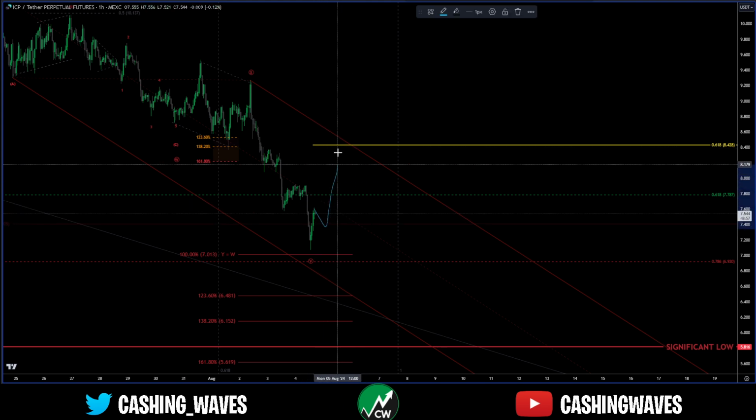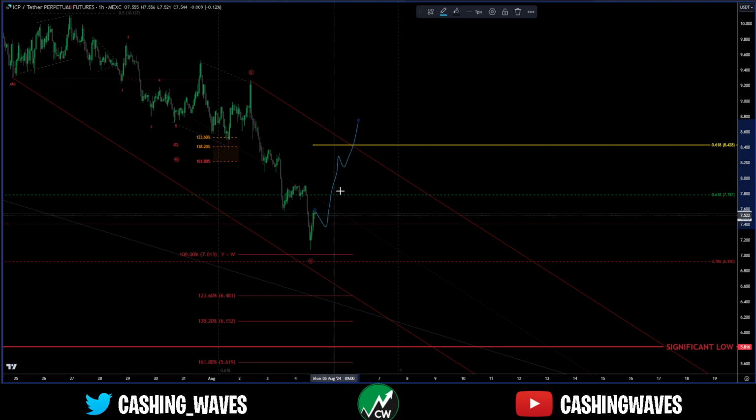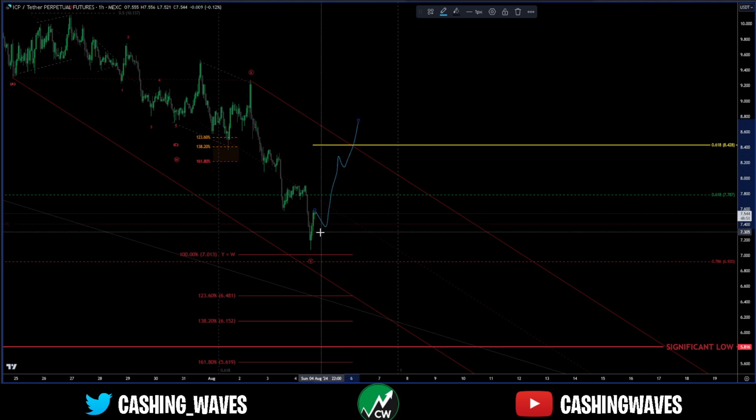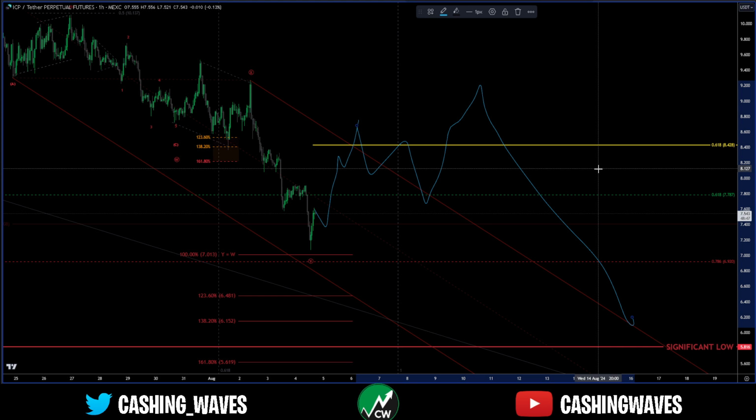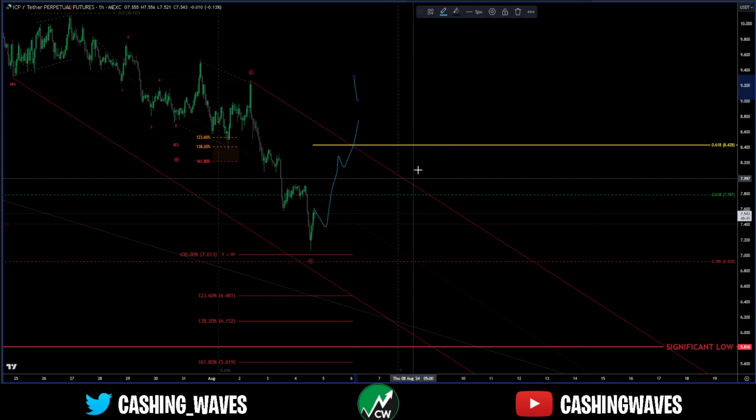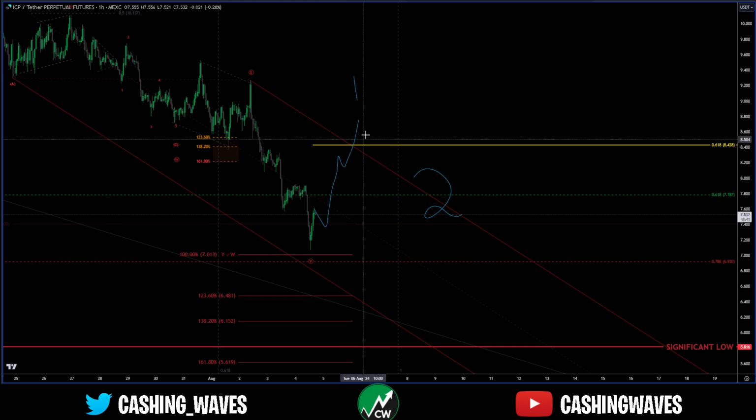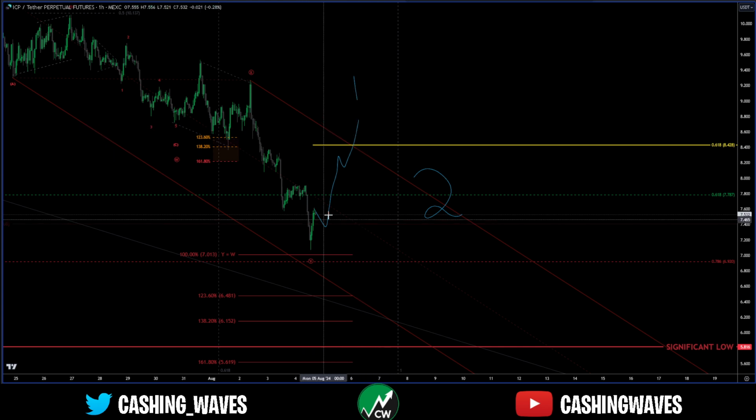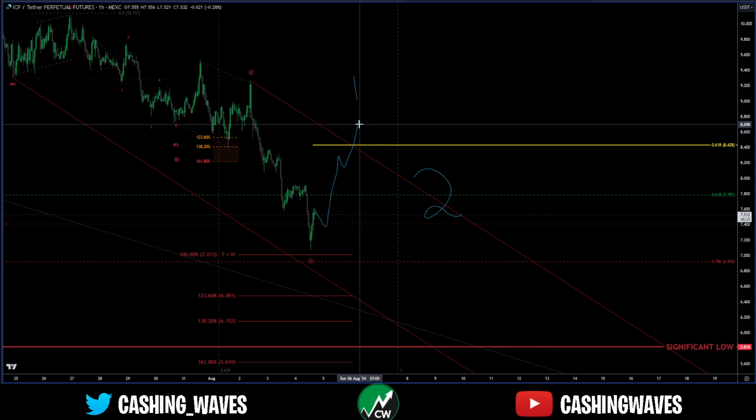I want to see if it's a 5-wave move, because if it's a 5-wave move, a correction cannot be 5 waves. So it's either an A wave within a larger correction and we come back, or it's a wave 1, right? Wave 1 and 2, and our bottom's in. So important to break this level first, and I want to be able to count the waves before I take an entry.